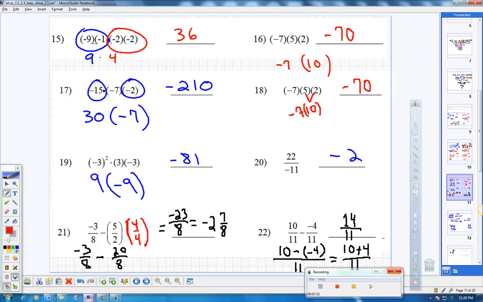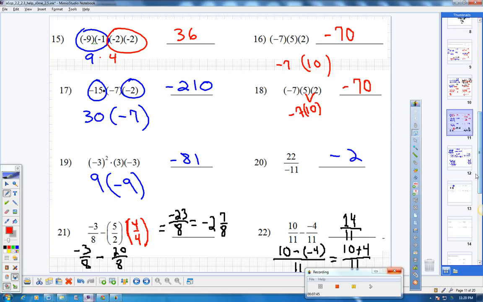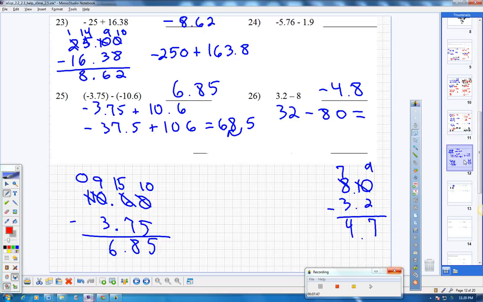And then 15 all the way through 22. You did have to do the first 22 last night. Continuing on, there is a problem that some of you might struggle with, and it might be the decimal problems. You can always go back to the old school method of subtraction for those.